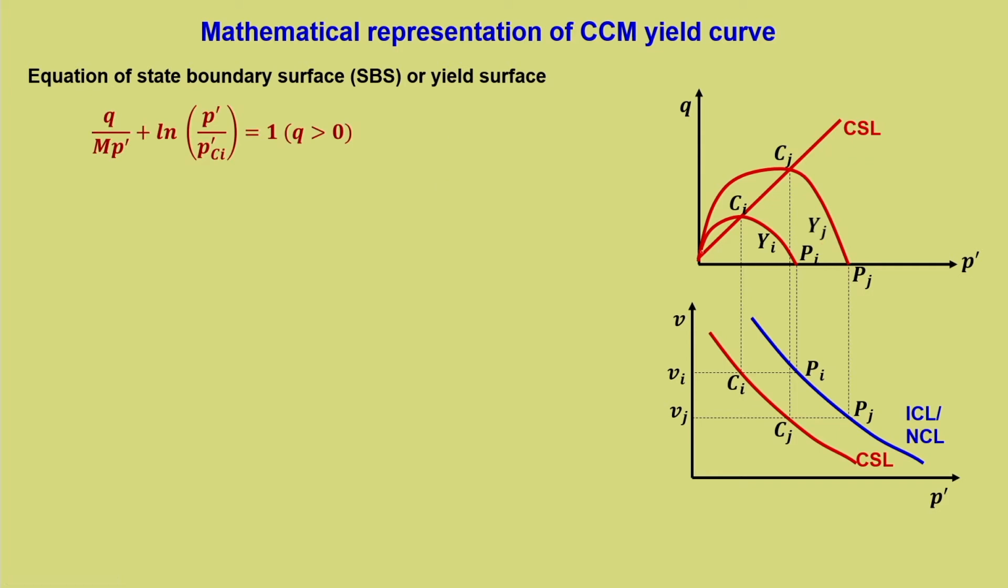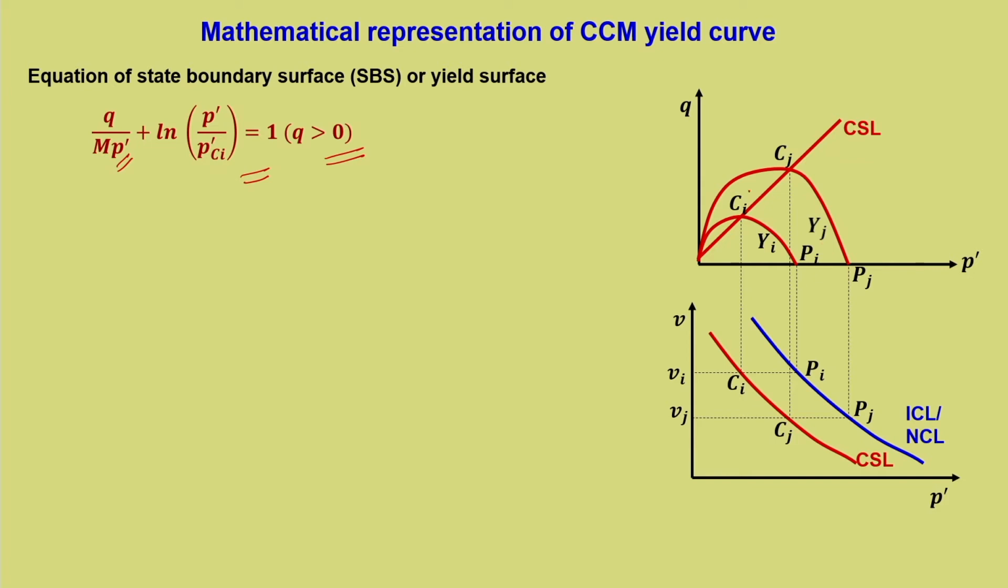That is, how do we represent this particular yield curve? The logarithmic spiral yield curve is given by this expression, which is q by M p dash plus ln p dash by p dash ci equal to 1, and here we are taking the condition q greater than 0, that means on the compression side. Now, q we know, M is the slope of the critical state line, which is again a critical state parameter, a fundamental parameter. p dash we know, ln p dash ci.